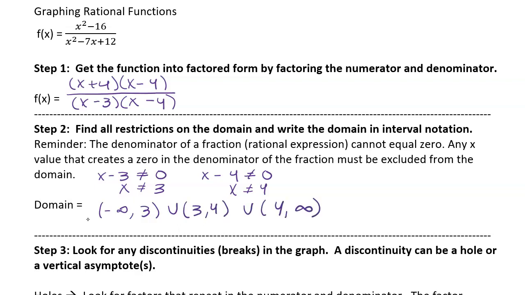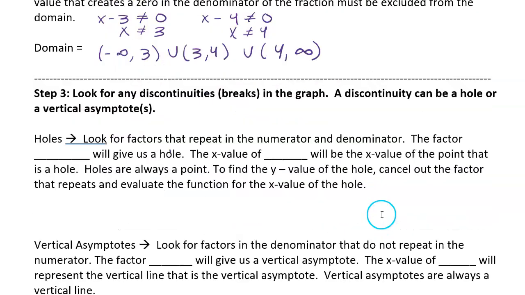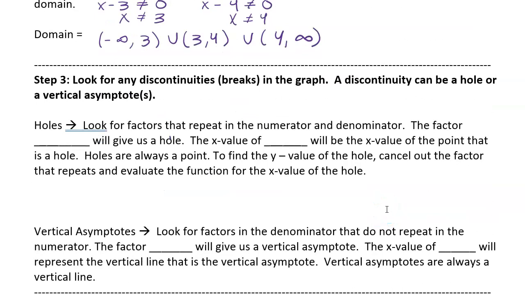Okay, indicating that our domain can be anything from negative infinity to 3, union 3 to 4, union 4 to infinity. Okay, now the next thing we're going to look at is discontinuities, which are breaks in the graph. A discontinuity can be a hole or a vertical asymptote. Both of those will create a break in your graph.